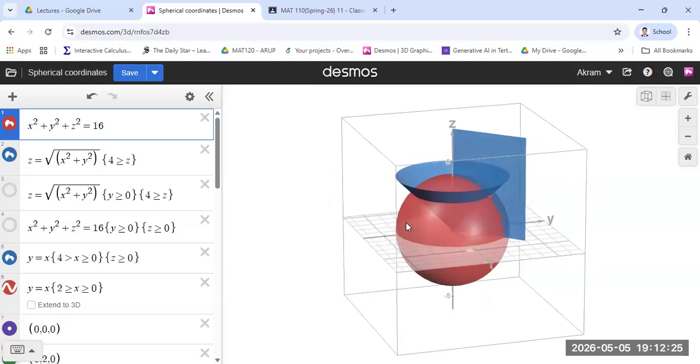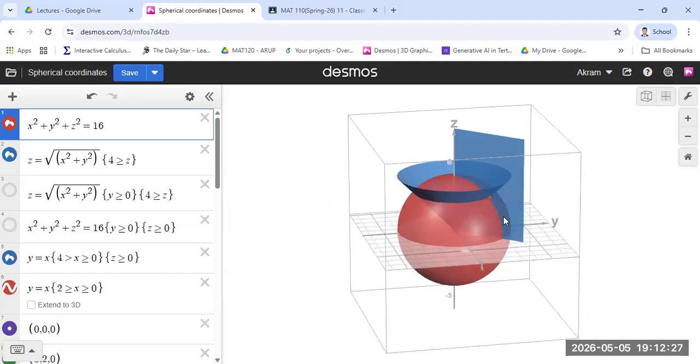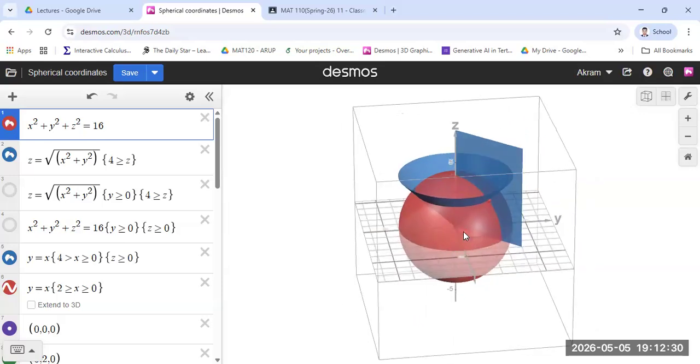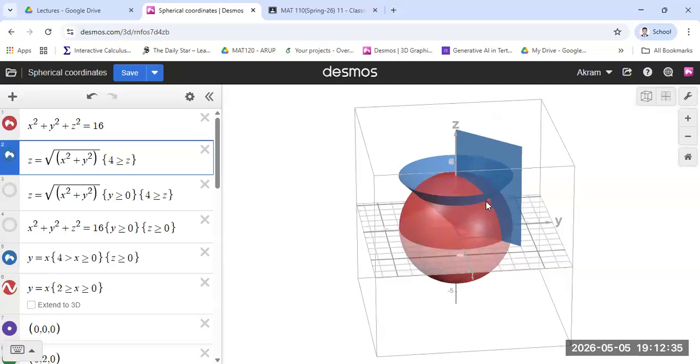So by these three surfaces, we can express any point in 3D. In this case, you can see this red color point is expressed by rho equal to 4, phi is some angle which is defined by this cone, and the angle with the positive x-axis is defined by this plane. So by one sphere, one cone and one plane, we can express a point uniquely in three-dimensional space.